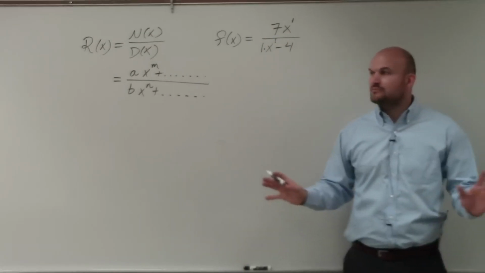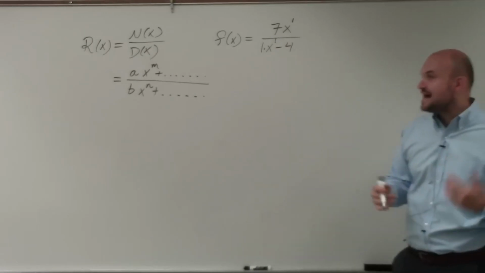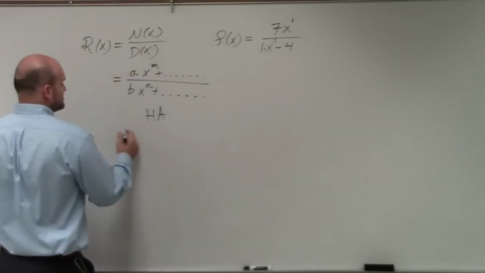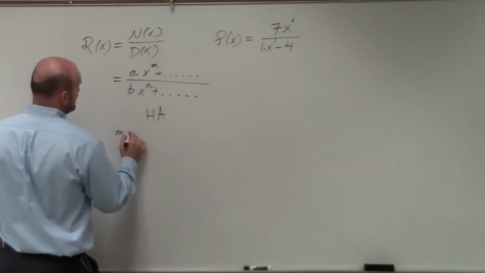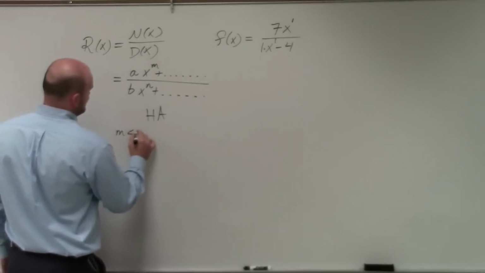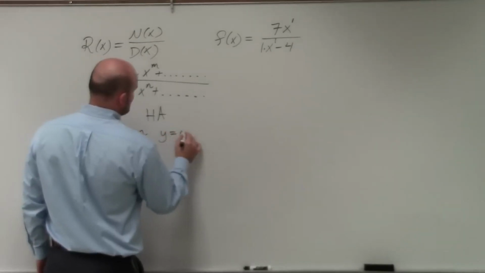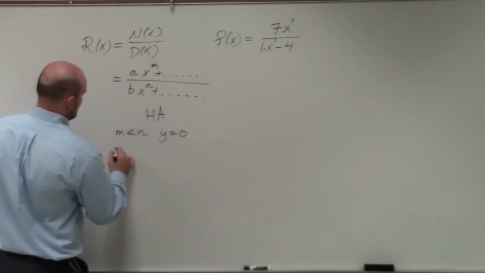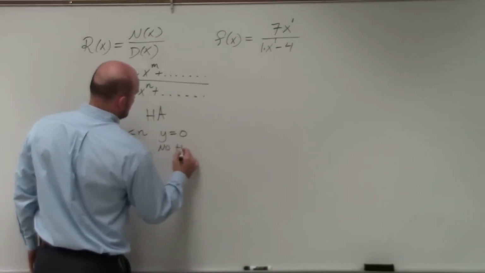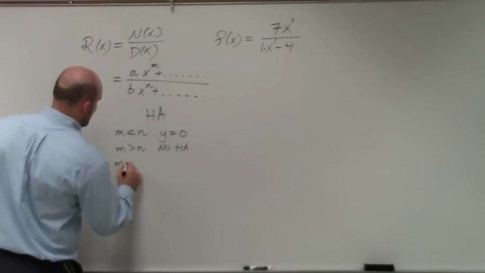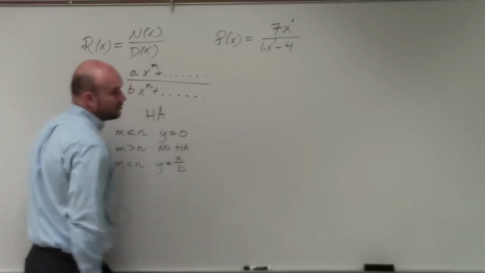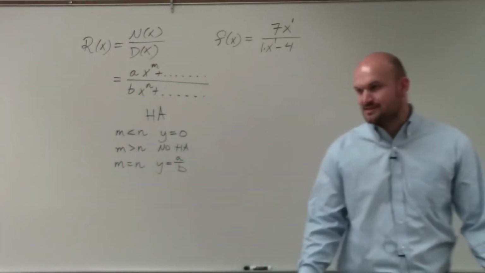Okay, so as long as my rational function is in that form, there's some tests for horizontal asymptotes. If m is less than n, then y equals 0 is your horizontal asymptote. If m is greater than n, there is no horizontal asymptote. And if m is equal to n, then y equals a over b is your horizontal asymptote. That's the horizontal asymptote test.